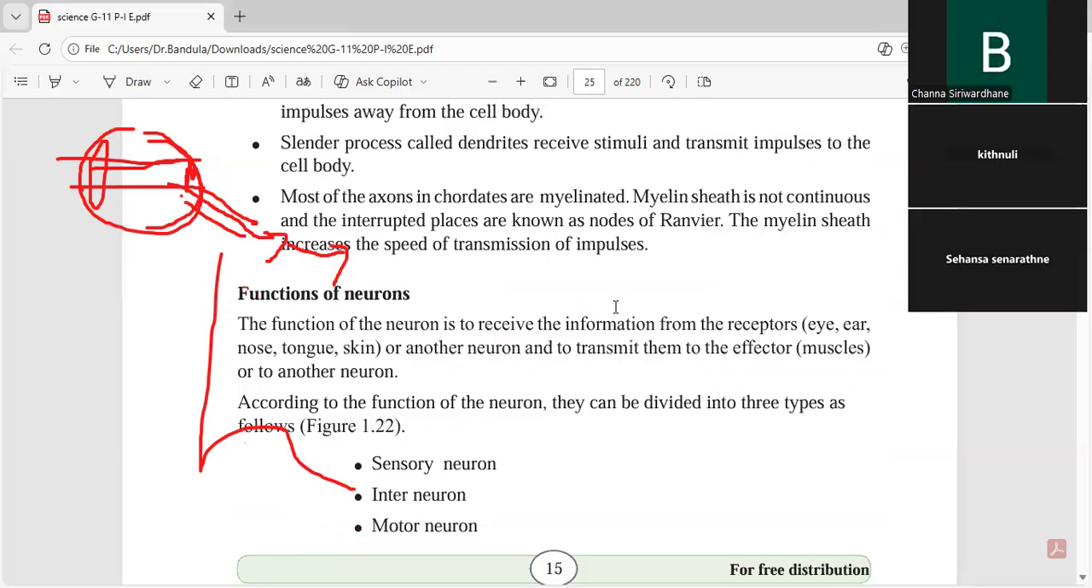Now, you know our eye is a receptor and our skin is also a receptor. Right? Receptor means they get stimuli from the external environment. Right? They receive things. So we call them receptors.